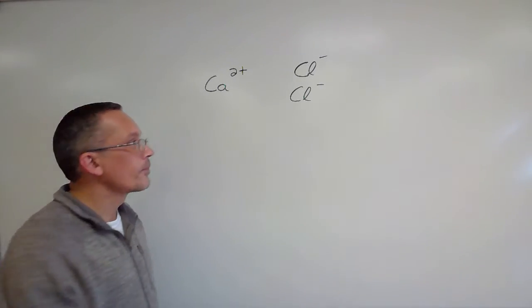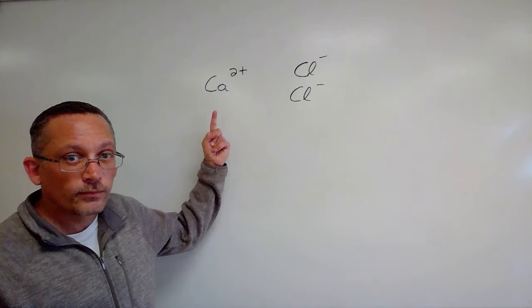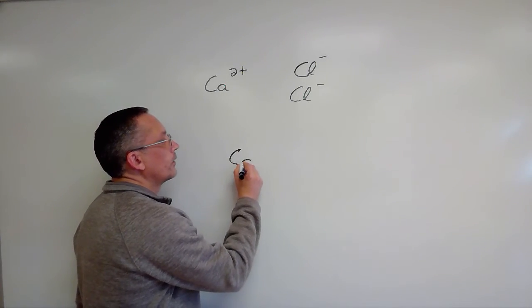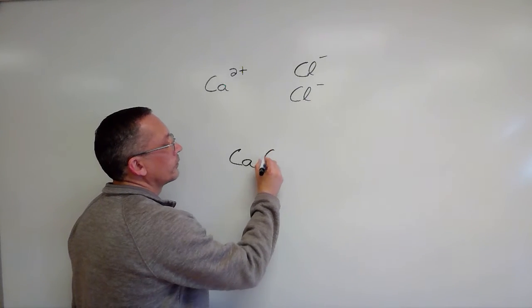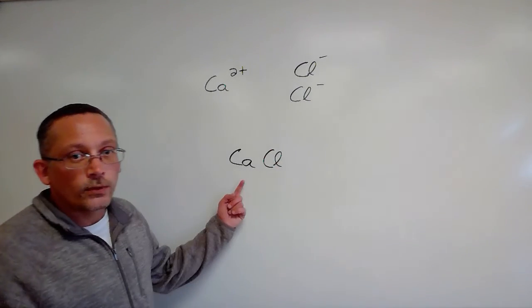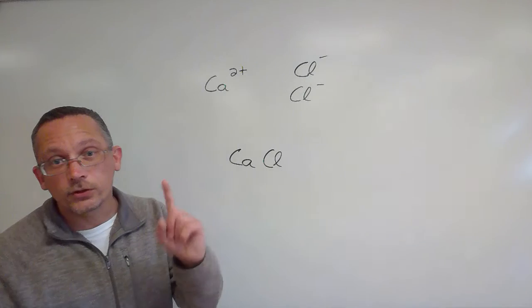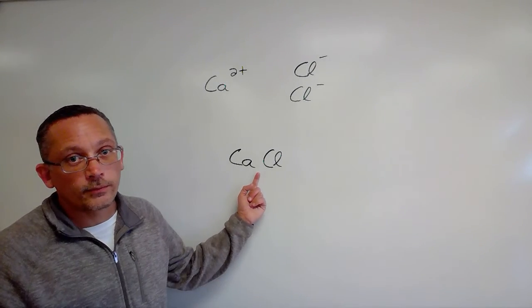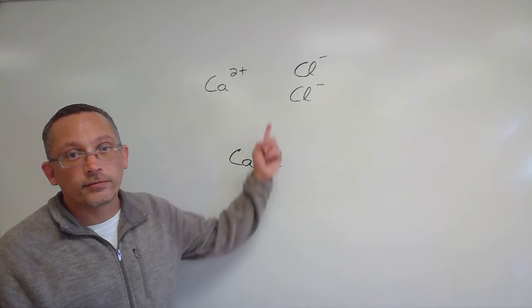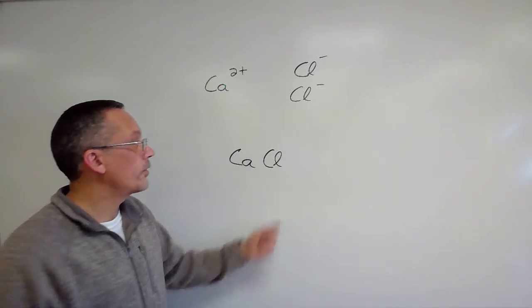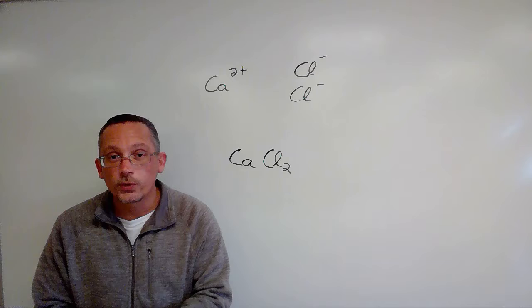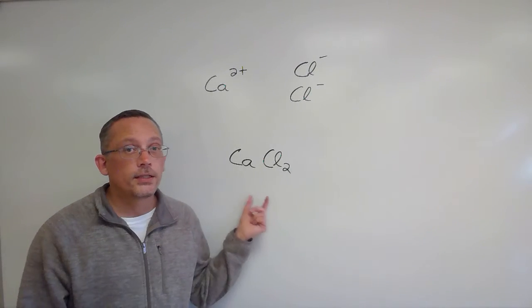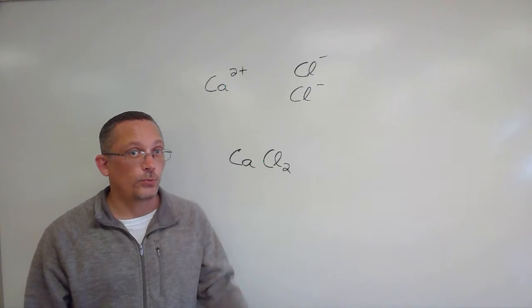Let's write the formula. So the cation goes first, Ca. The anion goes second, Cl. Well, how many calciums do I have? I have just 1, so I'm not going to write a number. How many chlorines do I have? I have 2, so I'm going to write 2. So the compound that forms between calcium and chlorine is CaCl2.